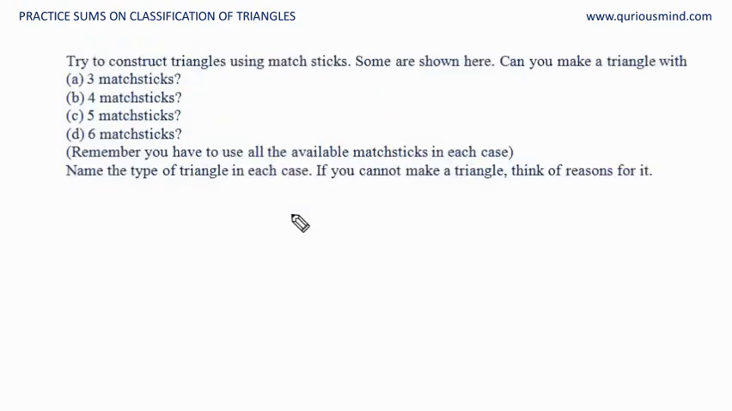Try to construct triangles using matchsticks. Some are shown here. Can you make a triangle with 3 matchsticks? Let's see. I have one matchstick, I have 2 matchsticks, I have 3 matchsticks of equal length, and yes, I can make a triangle. All the sides are equal, so it is an equilateral triangle. And an equilateral triangle is always an acute angle triangle.